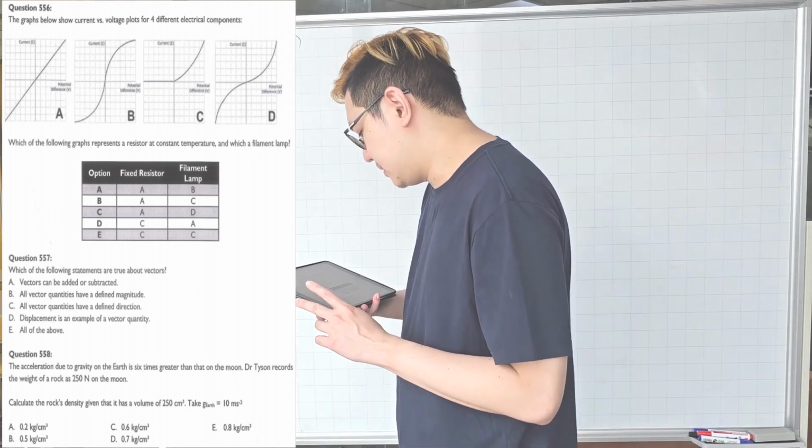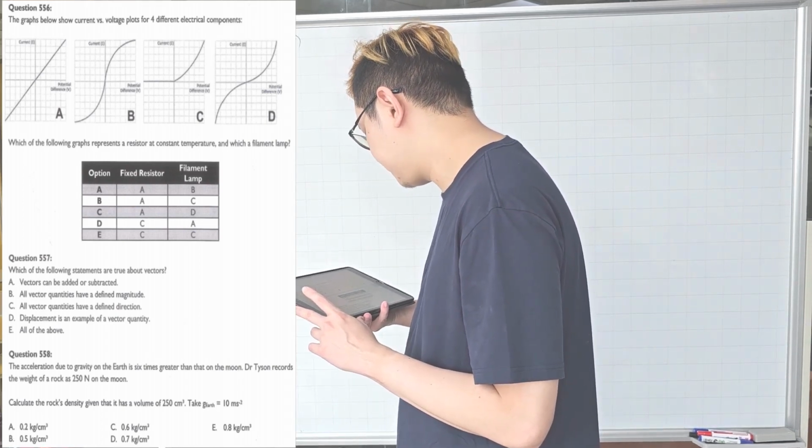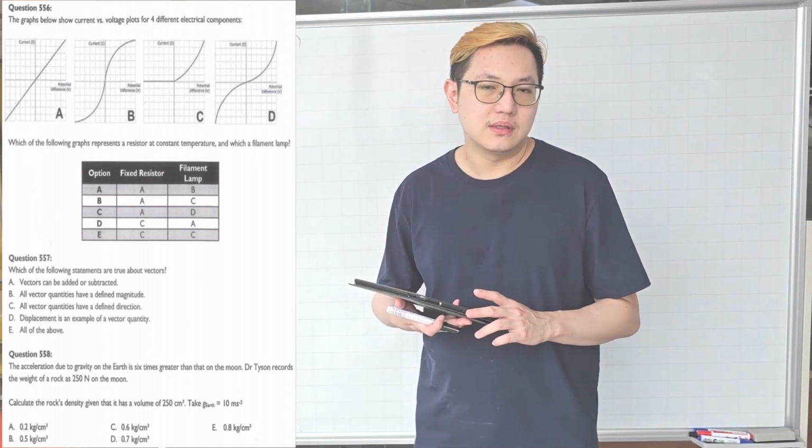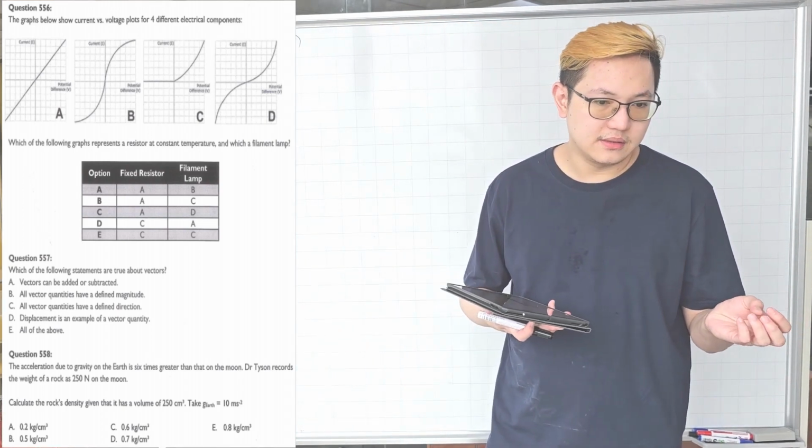So it's going to be B, because at first, when the light is on, it has to heat up first before it can shine, you know.